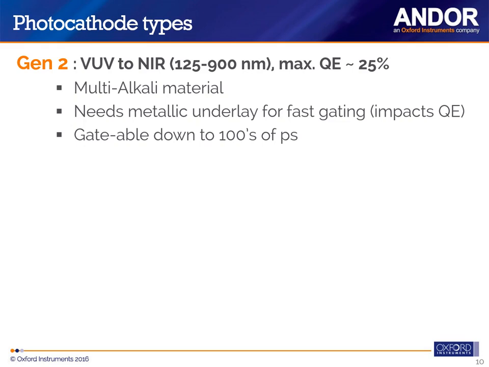And this nickel allows to improve the conductivity of a photocathode, but because you have an additional optical element in the optical path, it does have a negative impact on the quantum efficiency. That use of metallic underlay allows the photocathode to be gated down to a few hundreds of picoseconds in some scenarios.